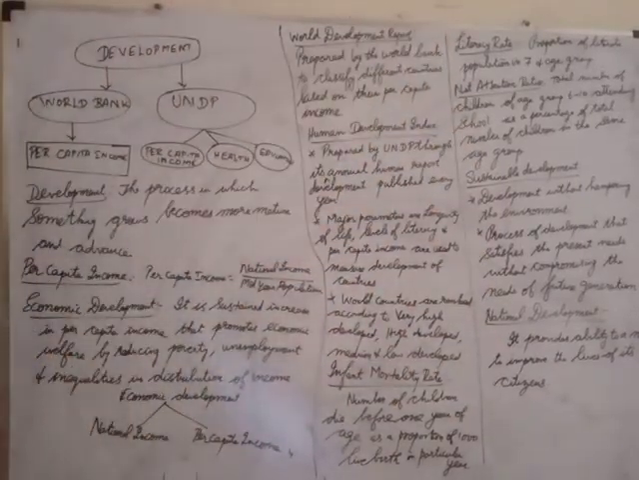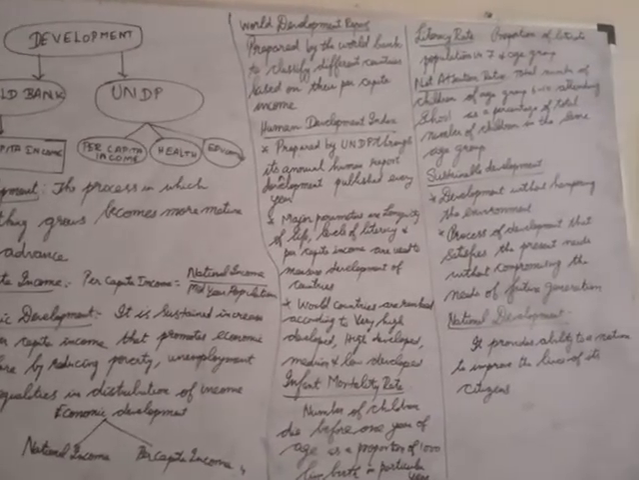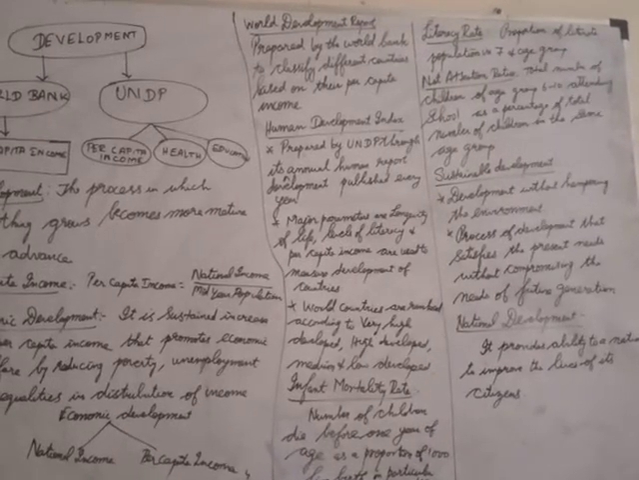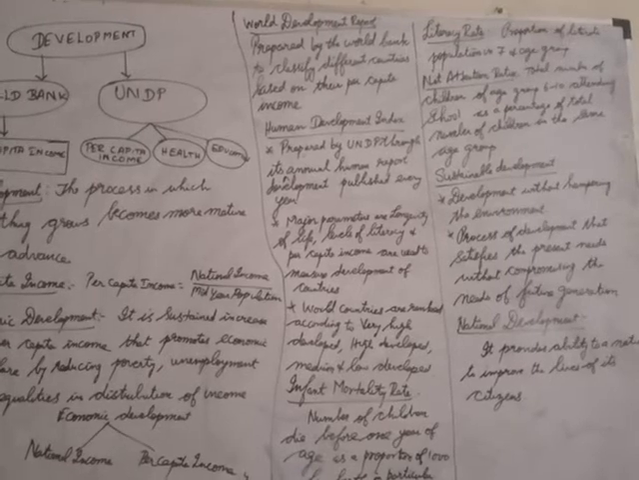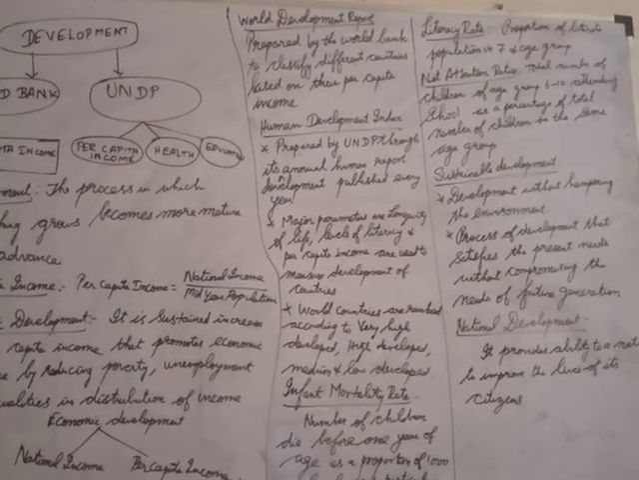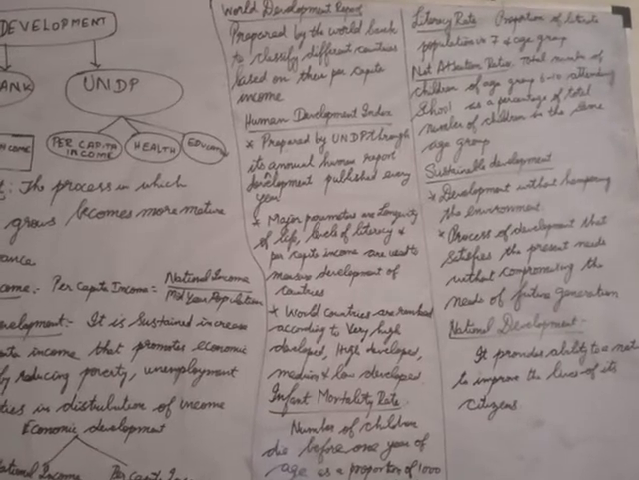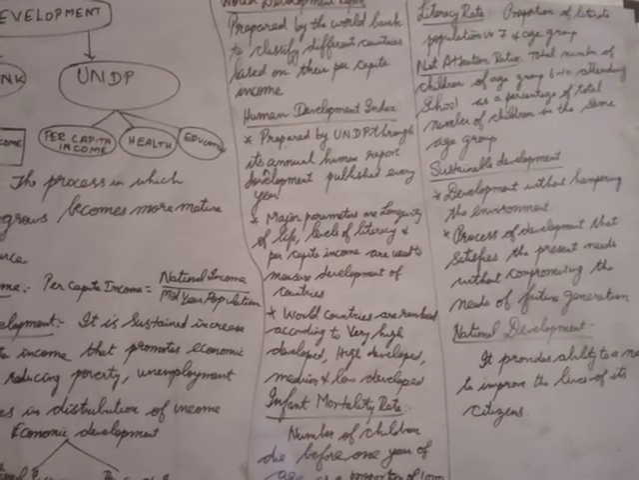Next is literacy rate. Literacy rate means what? Literacy rate means the proportion of literate population in the 7 and above age group. That is, how they calculate the proportion of population aged 7 and above who are literate. That is what is said to be the literacy rate.